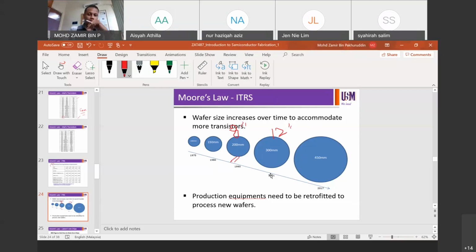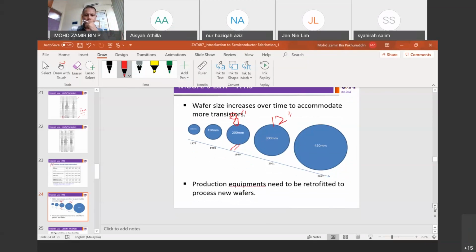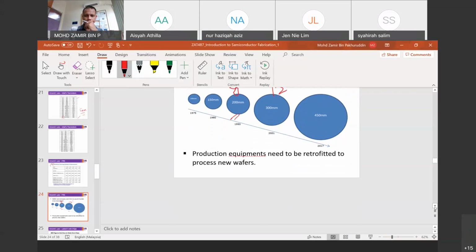It's also worth taking note that if you go for bigger wafers, the cost of constructing a wafer fab is going to be higher as well because everything is going to be scaled up, right? My production line you can scale up because the chamber pun dah besar, so your equipment space will be bigger, then the chamber will be bigger, then other things will be bigger as well in order to accommodate the wafer size. Okay, so next.